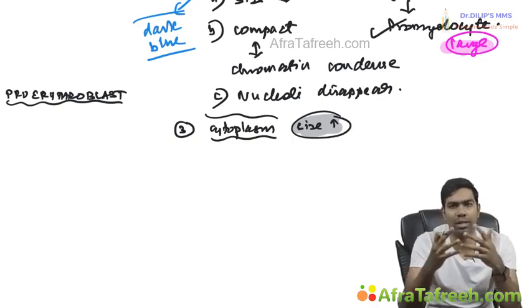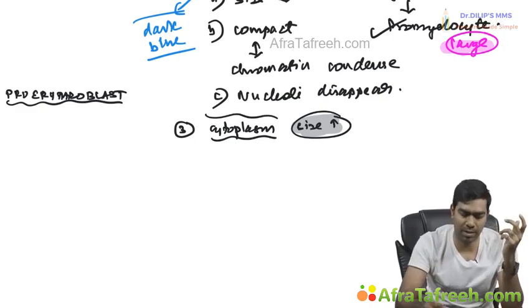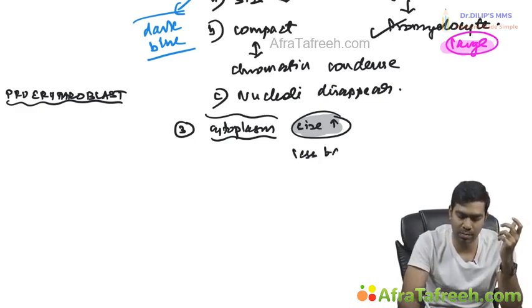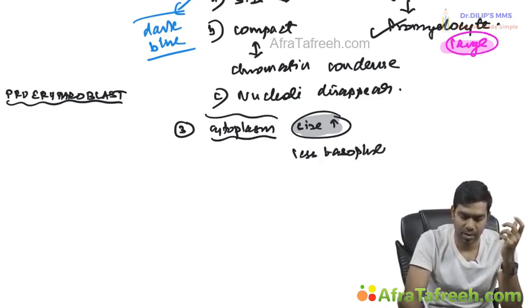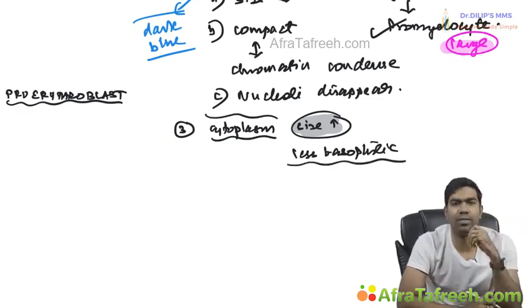So that is also one of the important changes. And the cytoplasm tends to become less basophilic, which means initially it tends to be more basophilic. As they progress, the cytoplasm tends to be less basophilic in any lineage. These are the common changes. I told you the exceptions also.